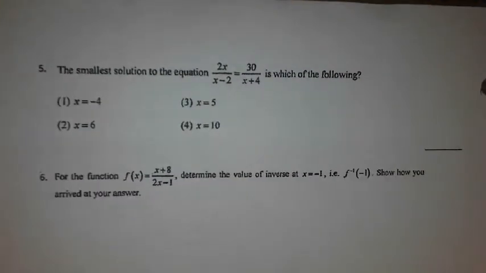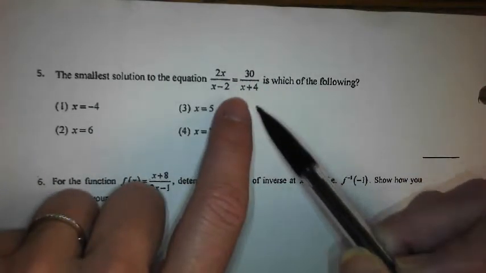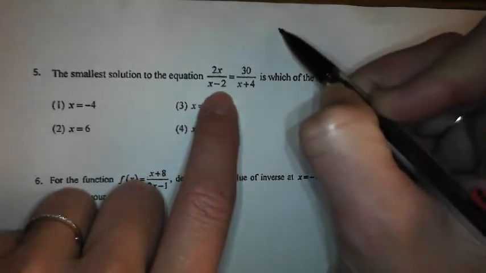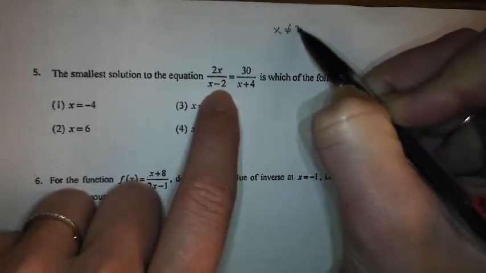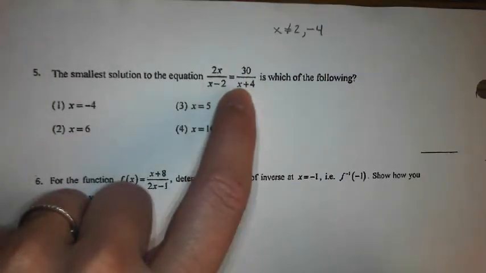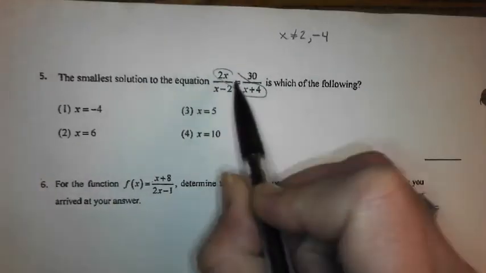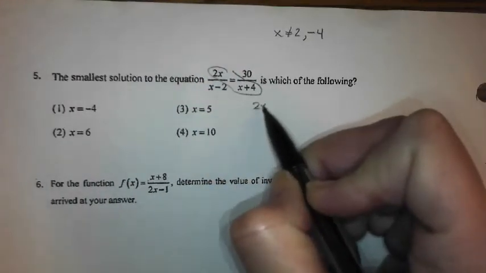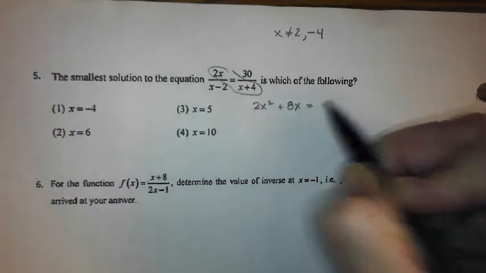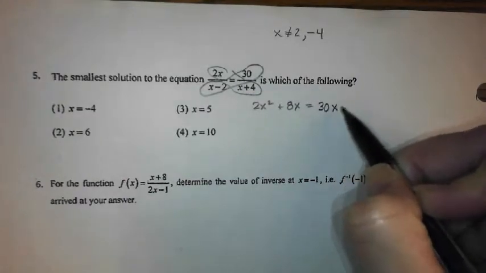Okay, on the back side we have an equation that we're solving, and this is just fraction equals fraction, so I can capitalize and cross multiply here, which I'm going to do. Really quickly before I get started though, x can never equal 2. That's an excluded value, and x can never equal negative 4. So I'm going to cross multiply. That requires distributing, so 2x times x is 2x squared. 2x times 4 is 8x equals. Cross multiply, distribute with 30x minus 60.